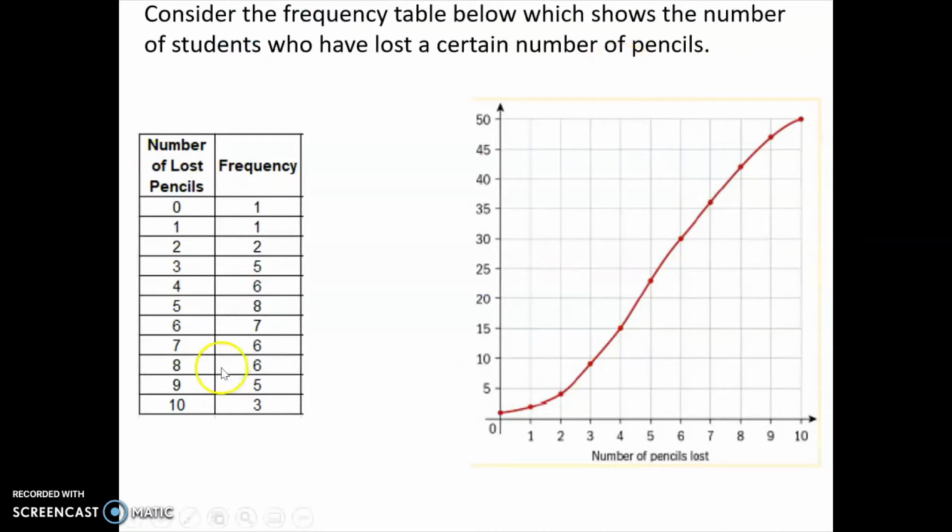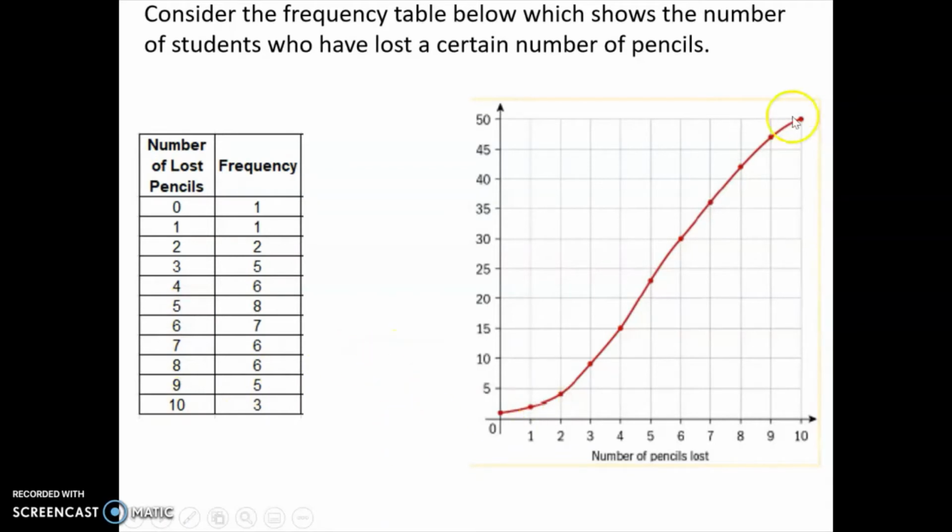Consider the frequency table here, and then look at the curve we have here. So this table shows the number of lost pencils by students. So for example, one person lost 0 pencils. And let's say here, 4 pencils were lost by 6 people, or 5 pencils were lost by 8 people. So this is the number of people or frequency, and this is the number of lost pencils.